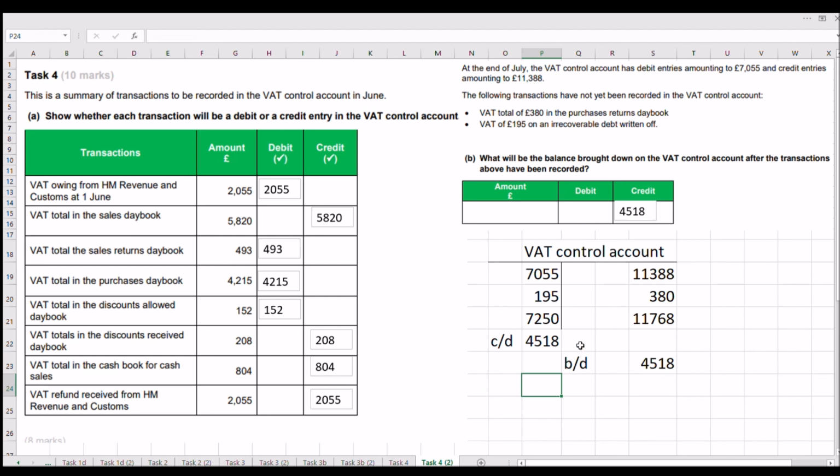If they put in the month and day, let's say it was October, and what would be the balance on the 31st of October, it would be the carried down figure, and if it was the 1st of November, it would be the brought down figure. So that is the VAT control account question, and the different ways that it could have gone in terms of trying to get this answer here. Oh, and of course it was 4518 in the end.